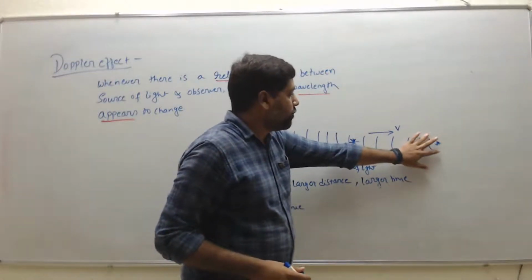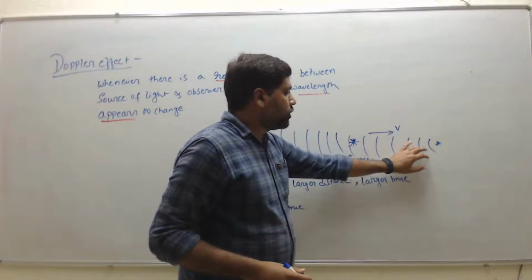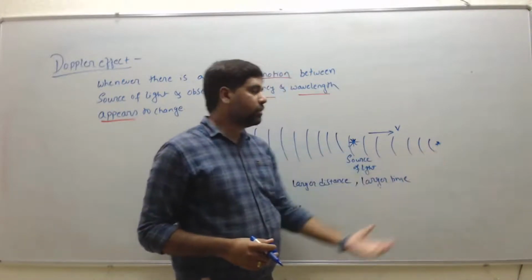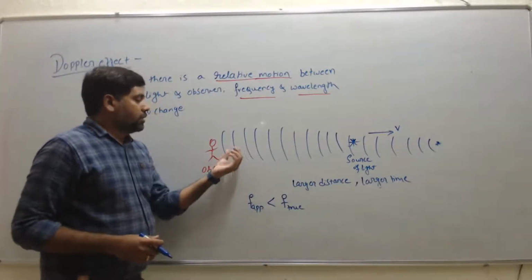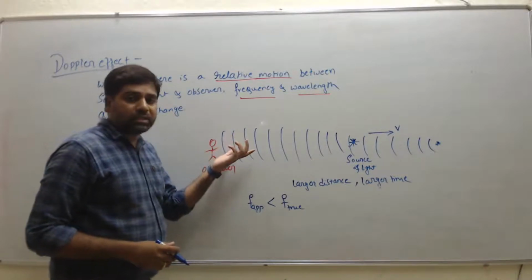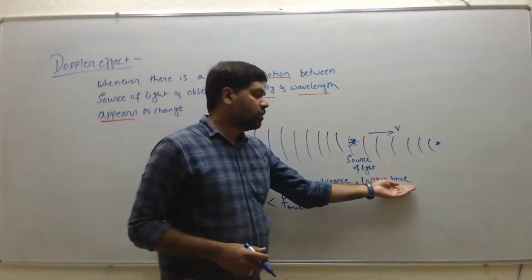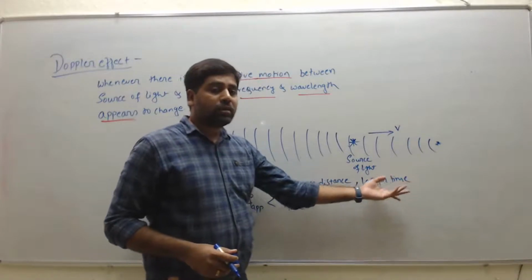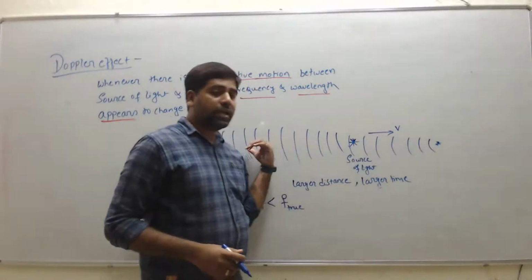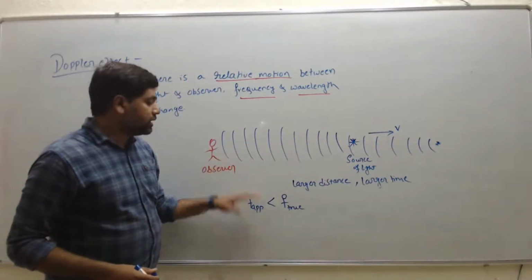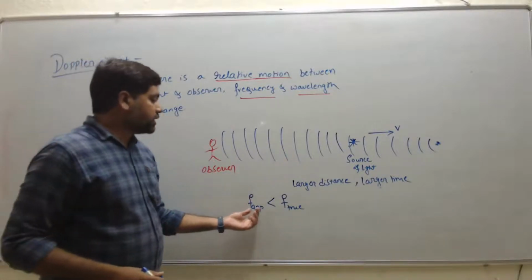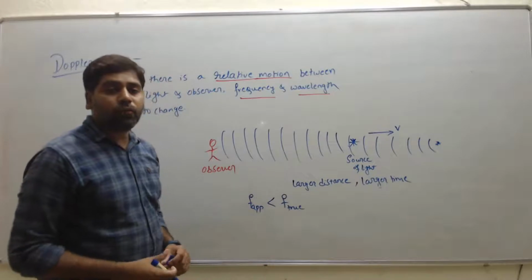If the source produces successive wavefronts, for example, every 1 second, then when the wavefronts reach the observer, it takes more than 1 second. That is, the time is larger. Due to this, the frequency decreases. If we measure it relative to the source, the frequency appears to decrease. That frequency we call the apparent frequency. So the apparent frequency is less than the true frequency.